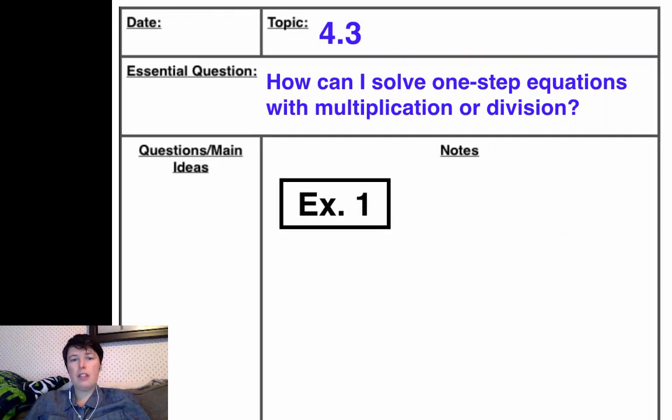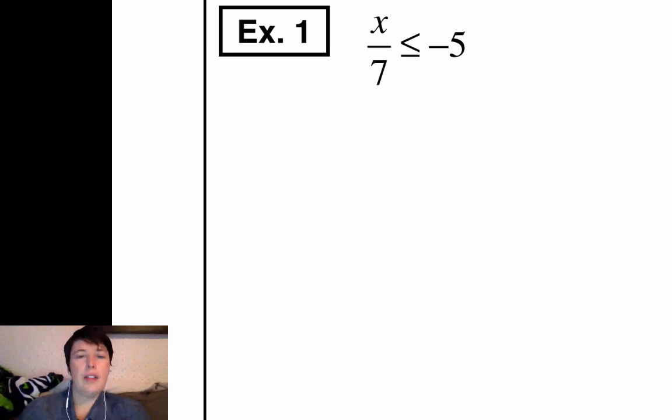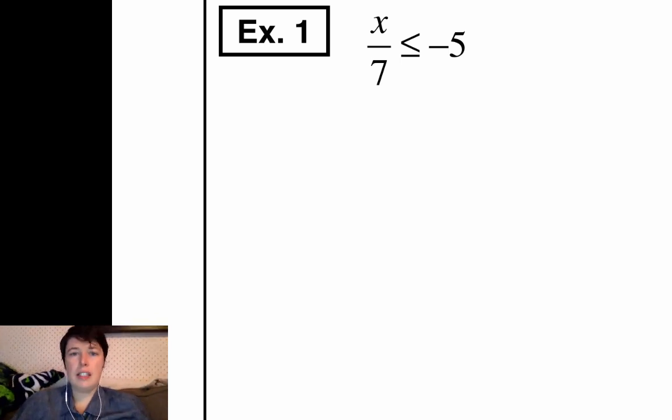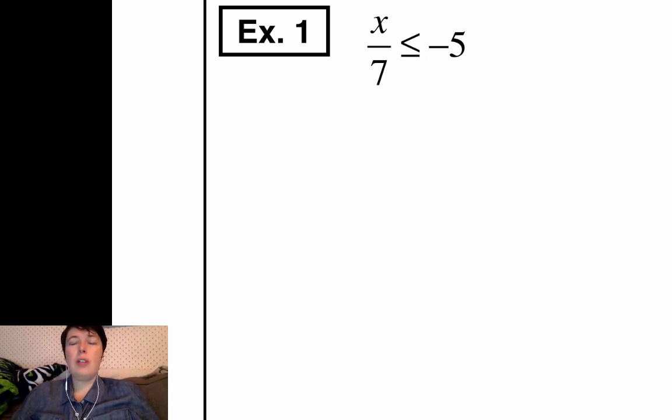So our first example, example 1 that we're going to dive into, is going to be this. X over 7 is less than or equal to negative 5. Go ahead and write that in your notebook and give yourself some space to do some work here. X over 7 is less than or equal to negative 5. Now, we solve this just like we do any equation.